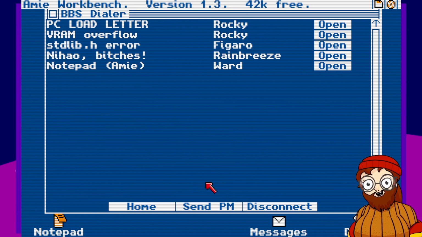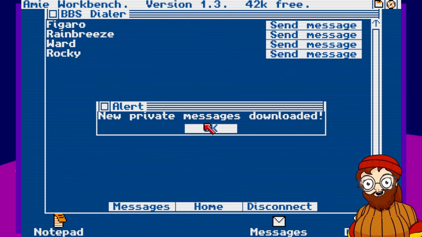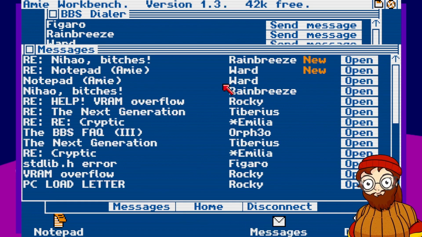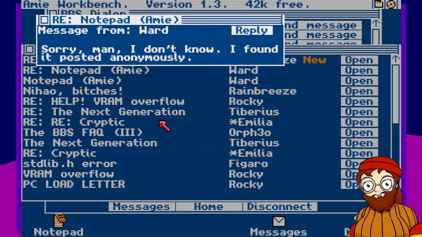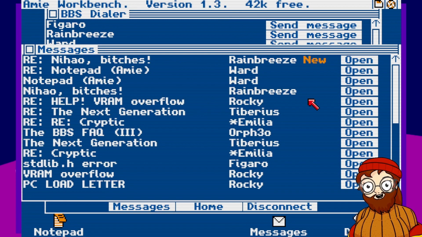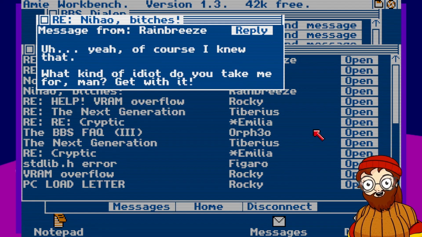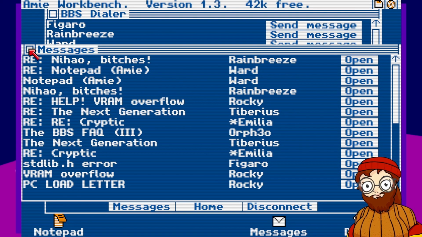Alright. We'll just check to see if there's any new messages before we leave. Okay. Let's take a look. Notepad. Sorry, man. I don't know. I found it posted anonymously. I guess we asked who originally posted it. And Rainbreeze got back to us. Yeah, of course I knew that. What kind of idiot do you take me for, man? Get with it. Uh-huh. Okay.